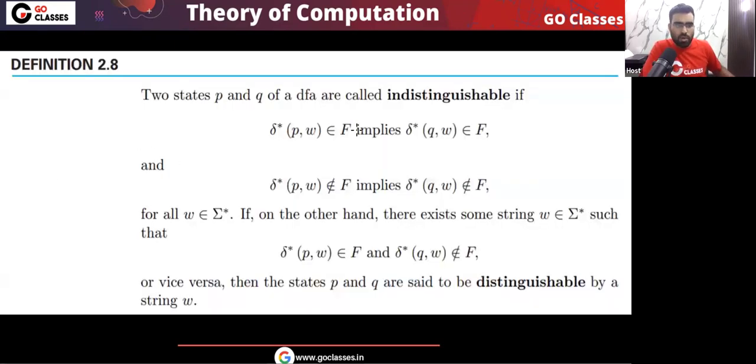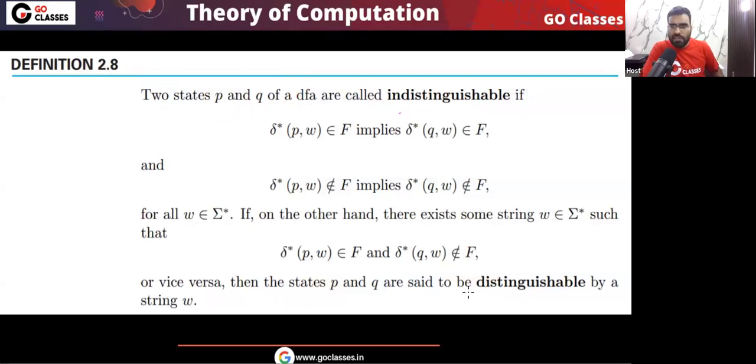So we have seen the concept of distinguishable states and indistinguishable states. Yes or no? When can we say two states are equivalent? When can we say two states are not equivalent? So remember, two states P, Q of a DFA are indistinguishable, meaning equivalent. When can I say they are equivalent? They are equivalent if on every string both will go to final or both will go to non-final. Yes or no? On every string W, if P is going to final, then Q will go to final. If P is going to non-final, then Q will go to non-final. Means they will go to final together, they will go to non-final together.